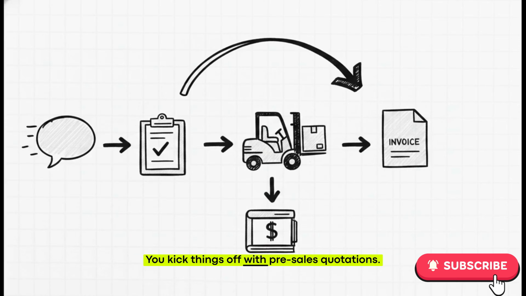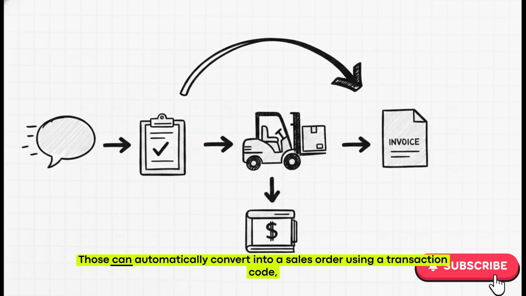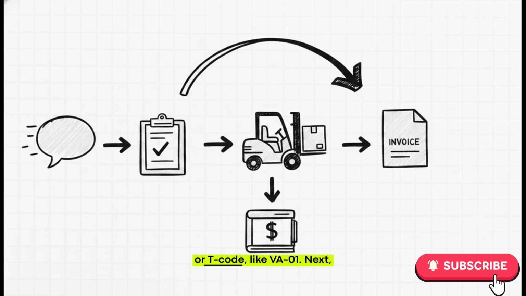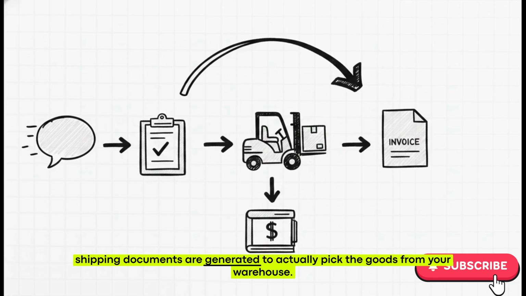You kick things off with pre-sales quotations. Those can automatically convert into a sales order using a transaction code, or T-code, like VA01. Next, shipping documents are generated to actually pick the goods from your warehouse. And finally, billing generates the invoice.